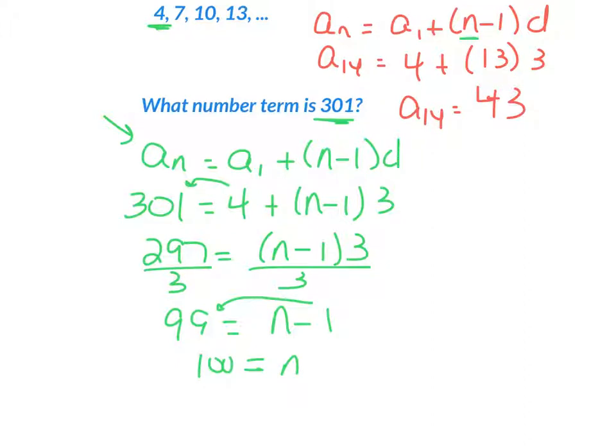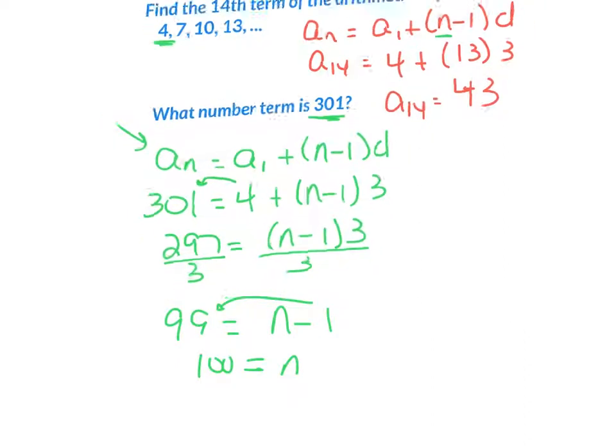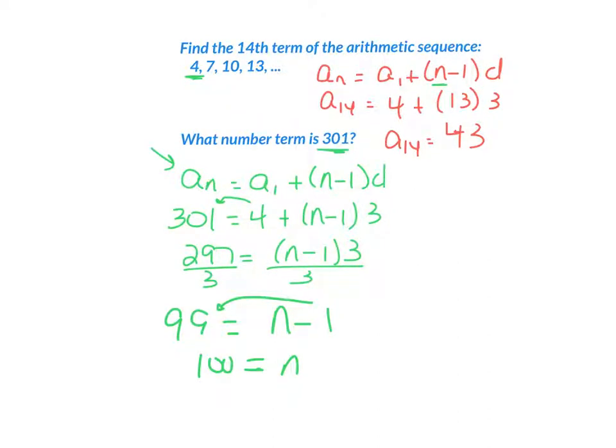So the number 301 is the 100th term in that sequence that we started with back up there. Please don't keep adding 3 until you get to 301 and then count them. Much easier to use the formula. Get used to using it.